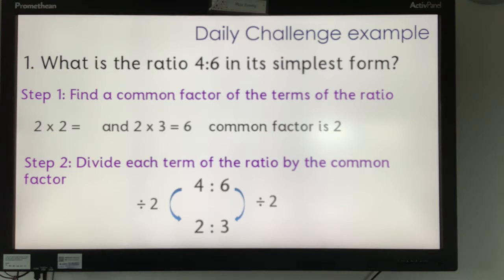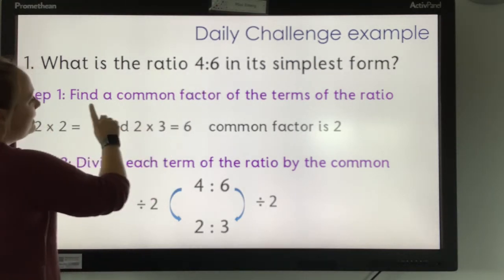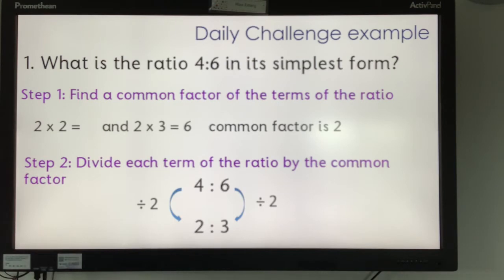So, if you want to find the ratio in its simplest form, you need to look for a common factor. So step 1, if we're looking for the ratio 4 to 6 in its simplest form, is to find the common factor of 4 and 6. So these are the terms of the ratio, 4 and 6, and we need to find the common factor of the terms of the ratio. So we know that 2 times 2 is 4, and that 2 times 3 is 6. So our common factor is 2.